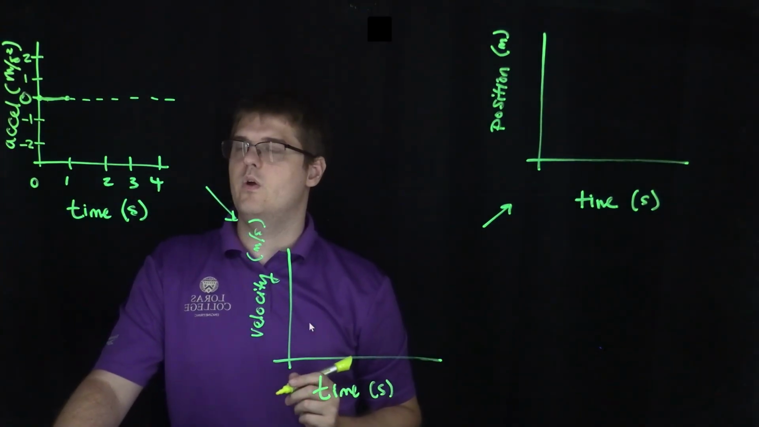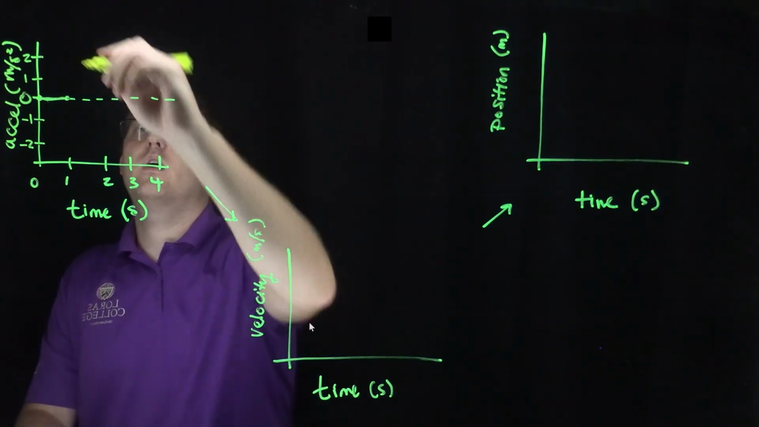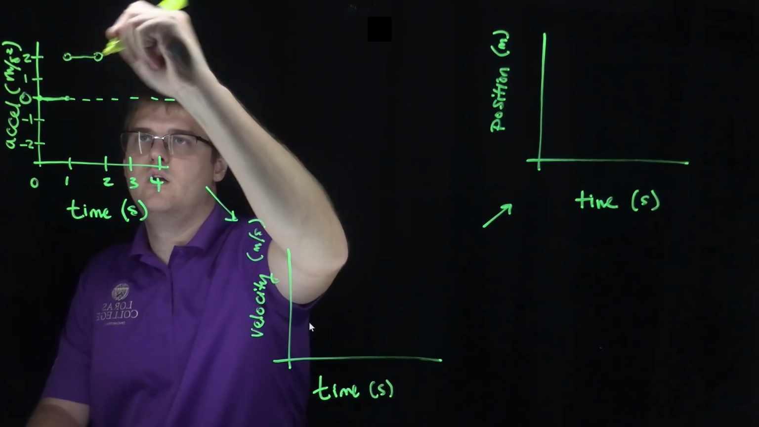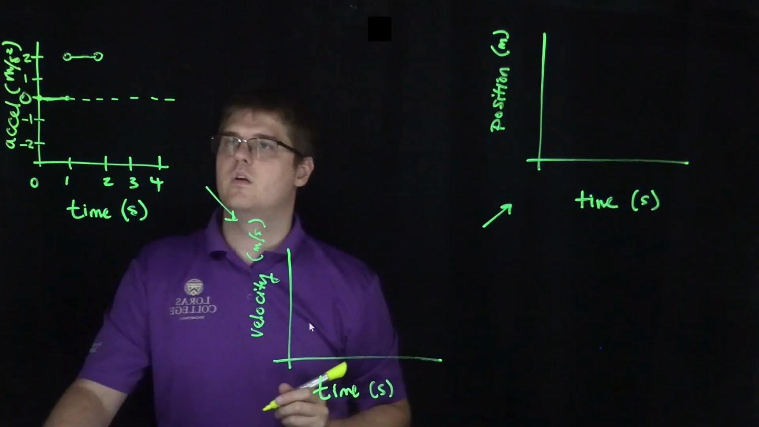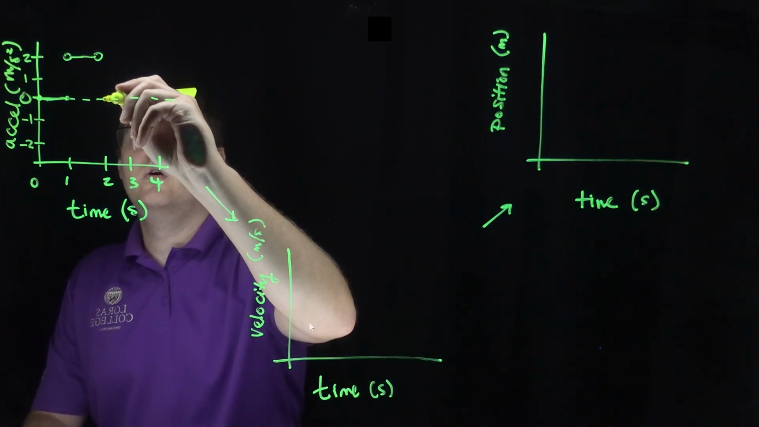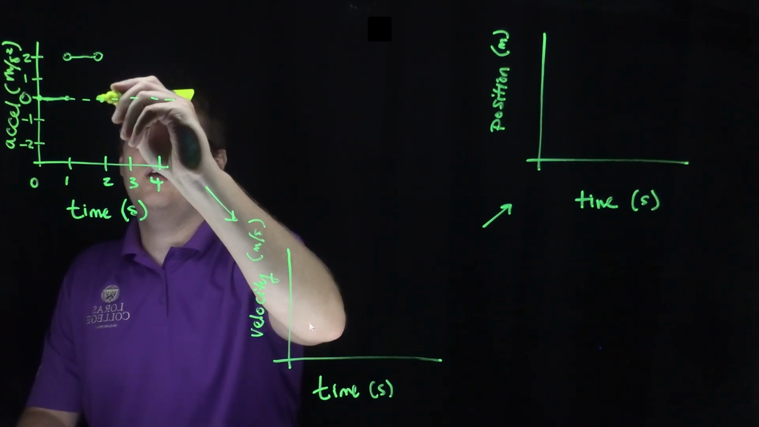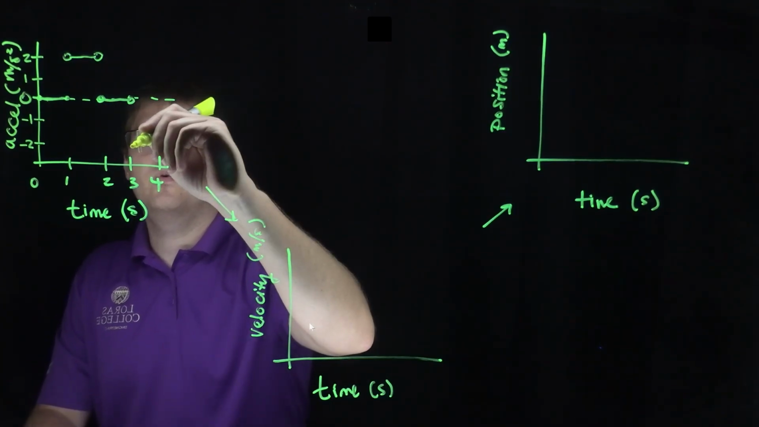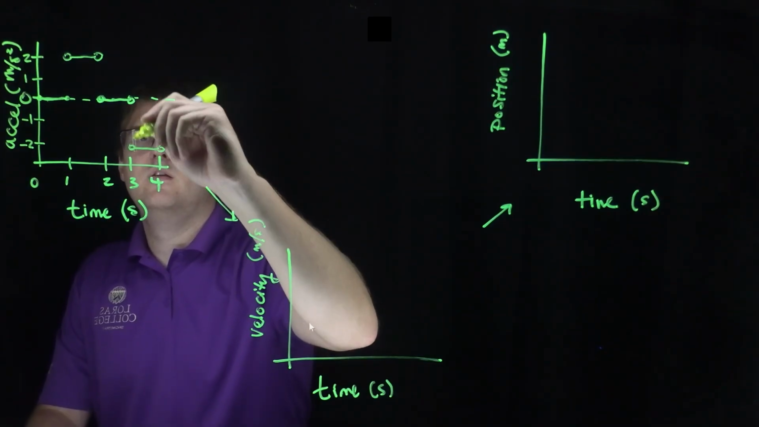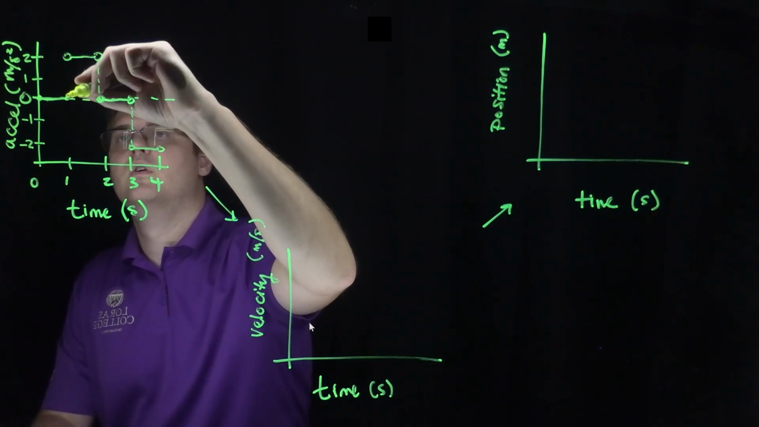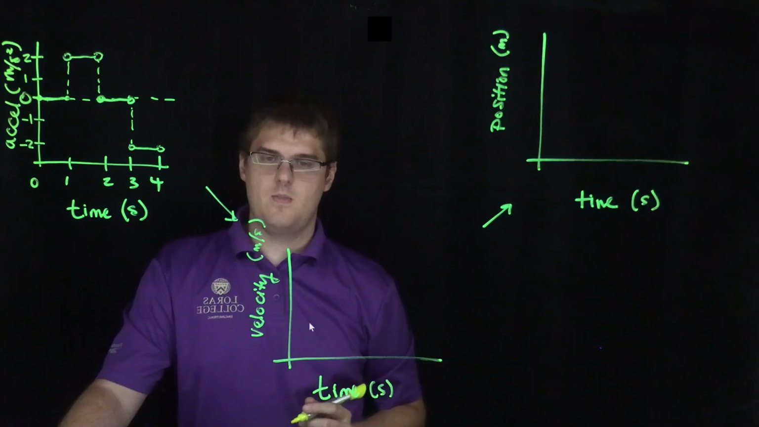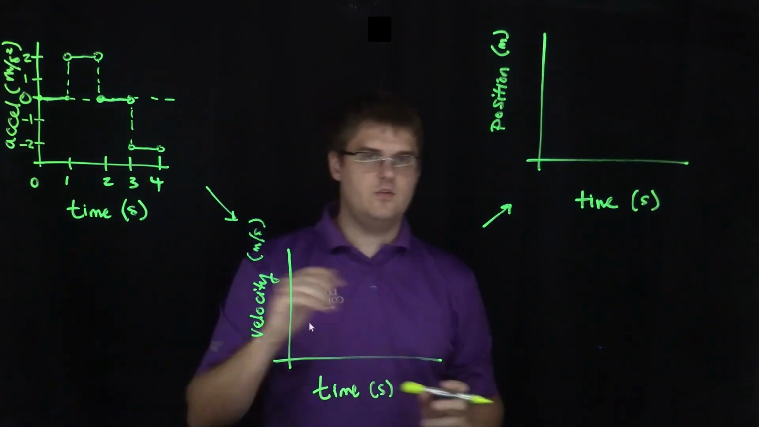So 1 second with no acceleration, and then we are going to jump up and be at 2 meters per second squared for a second. We're going to jump down and be at 0 for a second, and then we'll jump down and be at -2 meters per second squared for a second. Okay? So moving this into the velocity graph.